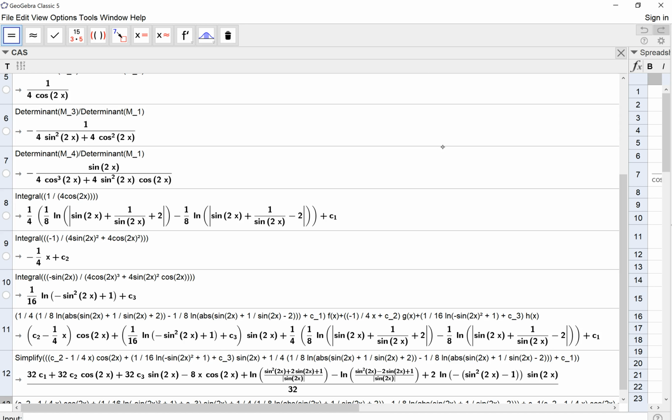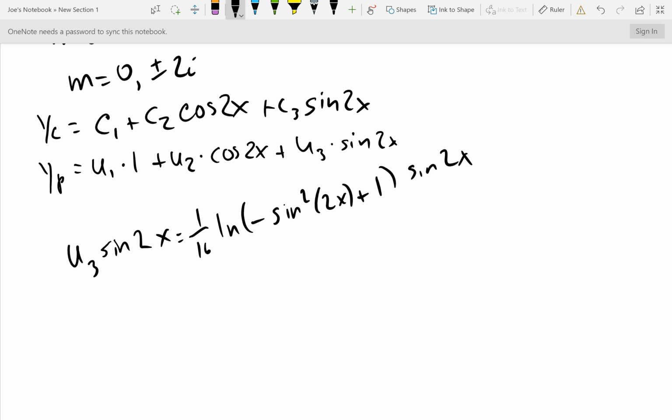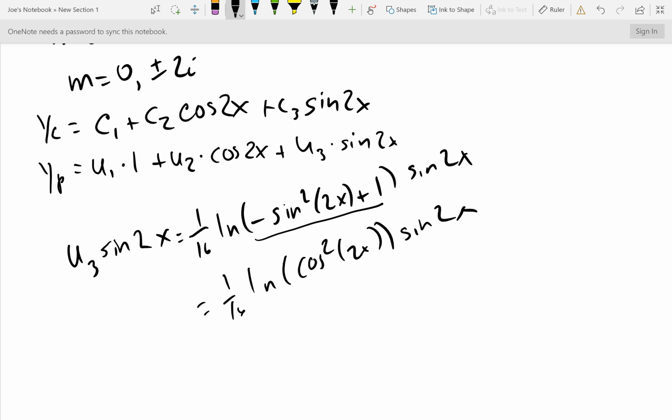All right, so let's see if we can do a little bit of simplifying. Maybe a little bit smarter than GeoGebra for some simplifying. Notice that the inside here is 1 minus sine squared. So I could write that as 1/16 natural log of cosine squared of 2x times sine of 2x. And then, if we remember our properties of logarithms, I can bring that exponent down in front, and we end up with a 1/8 natural log of cosine x, and then times the sine of 2x. So we can simplify that one a little bit nicer than what GeoGebra had.